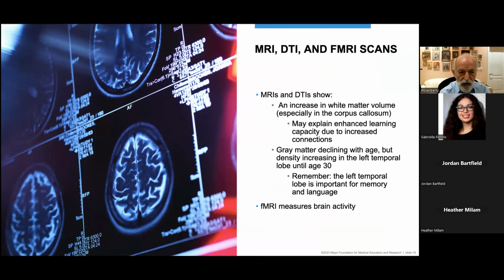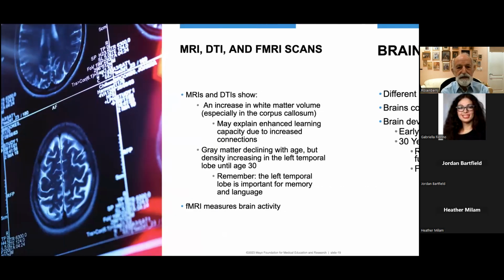These are technical achievements that are available to clinicians. MRIs and DTIs show an increase in white matter volume, especially in the corpus callosum, and may explain enhanced learning capacity due to increased connections. Also, gray matter declines with age, but density increases in the left temporal lobe until age 30. And fMRI measures brain activity.